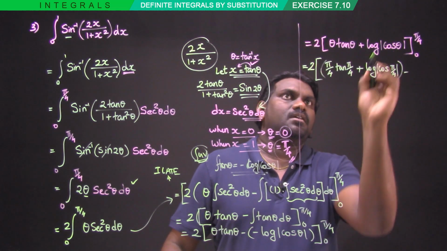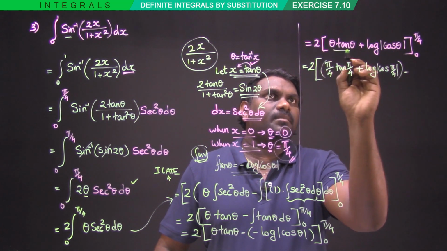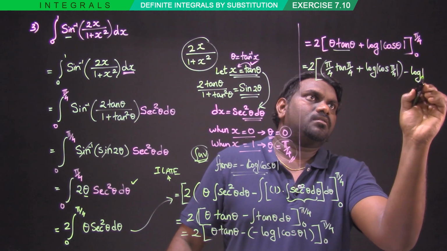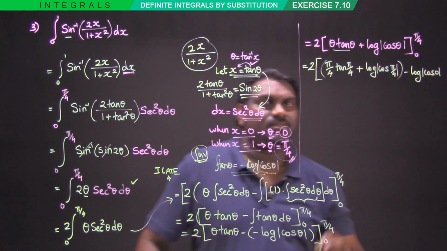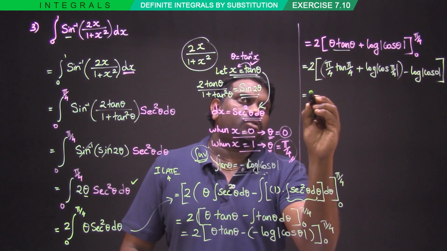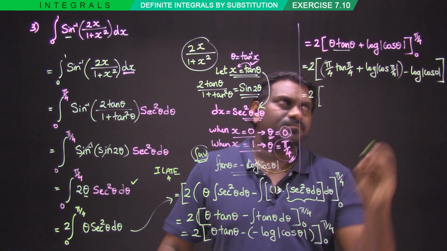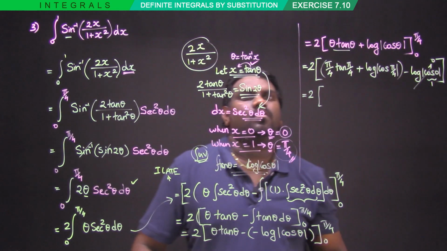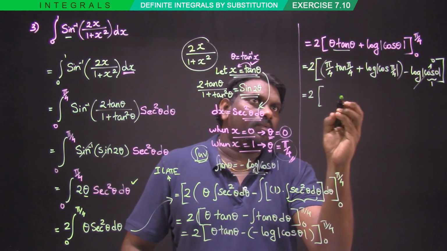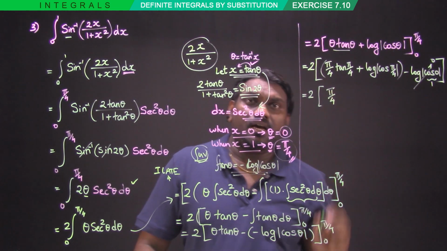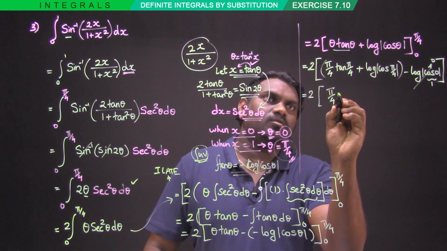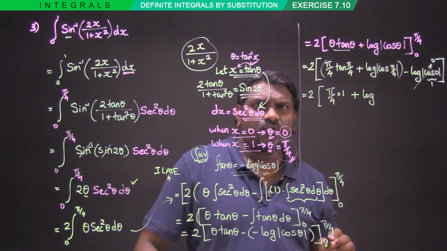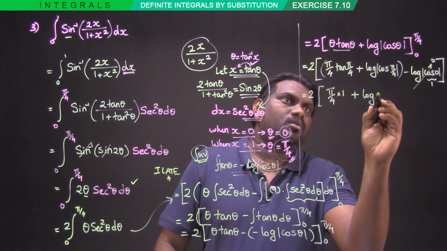Upper limit minus, when you apply a 0 here, the complete term will be 0 because theta is 0. Then this one is log cos 0. Yes, that's it. And then close the bracket. That's equal to 2 into, what is this one? Cos 0 is 1. What is log 1? It is 0. Okay, so that term is not there. Over here, pi by 4, tan 45, tan pi by 4, what is the value? 1. Plus you have log cos pi by 4, which is cos 45, 1 by root 2.